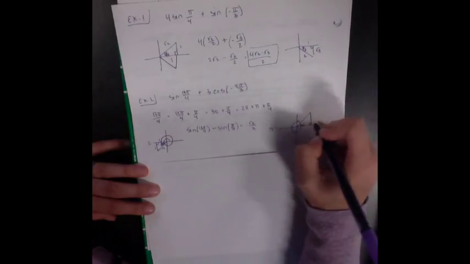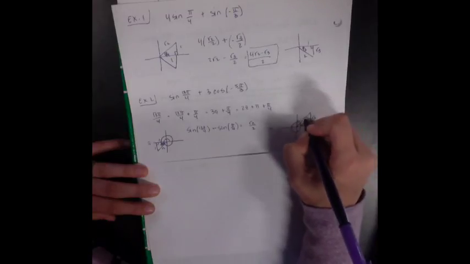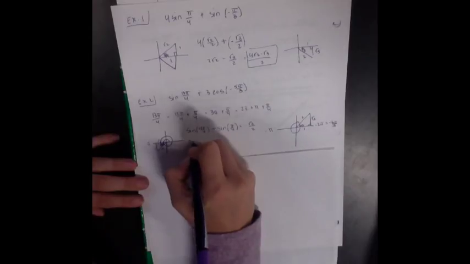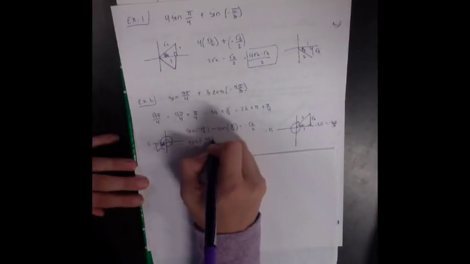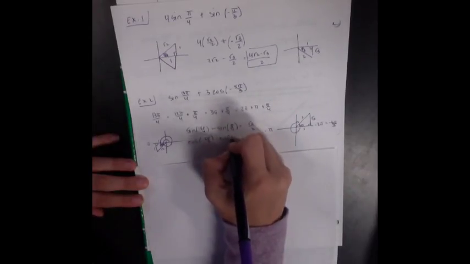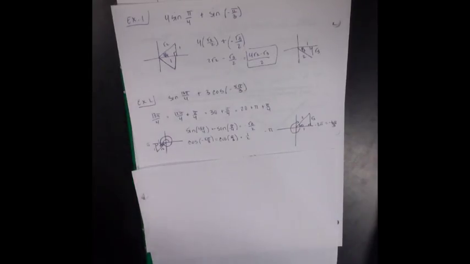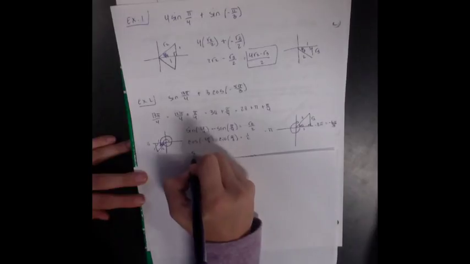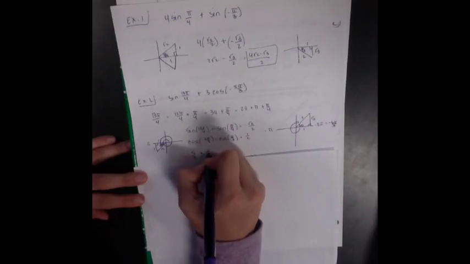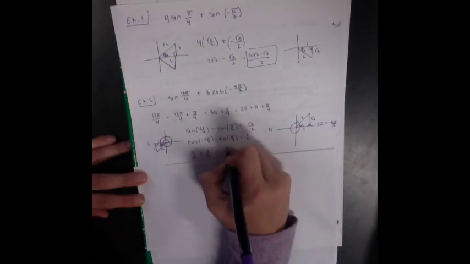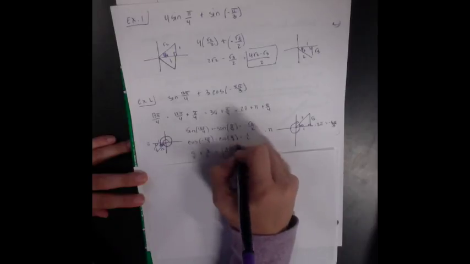Gone all the way around like this. So I have my 30, 60, 90 triangle. So the cosine of negative 5 pi over 3 is the same as the cosine of pi over 3, which is 1/2. So now I have negative root 2 over 2 plus 3 times 1/2, or 3/2, which gives me 3 minus root 2 all over 2. Yay!